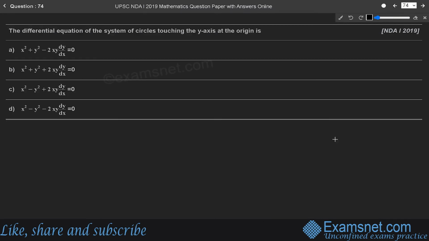Next question is, the differential equation of the system of circles touching the y-axis at the origin is. See, this is a very interesting question. It is from the differential equation, and it also says that there is a system of circles touching the y-axis. So first let us understand the diagram for this.